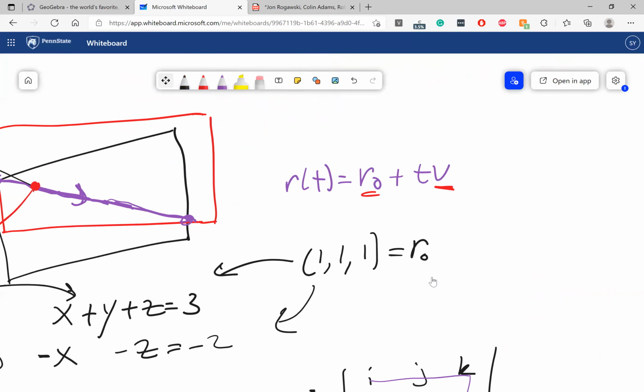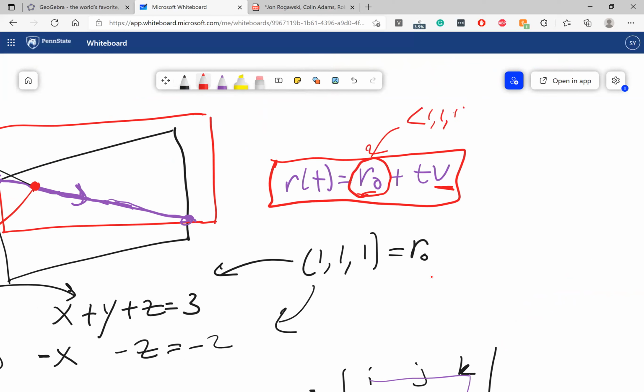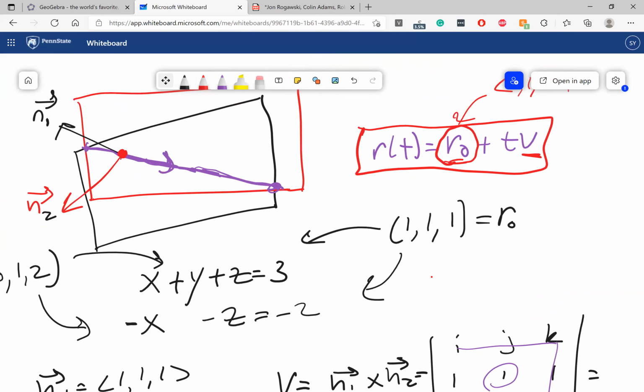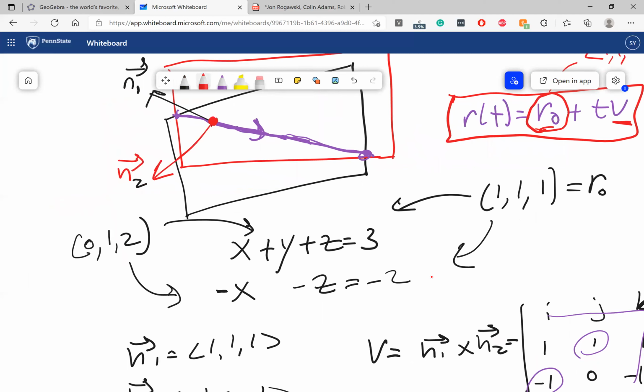So we're trying to create a line, and this is the formula for the line. And the R0 is a point on the line. So I'm taking this point to be the point 1, 1, 1. So could you have used the negative 1, 0, negative 1 as well? Is it in both? Or you mean 0, 1, 2? You need to find a point in both planes. Okay. So 1, 1, 1 is in both.